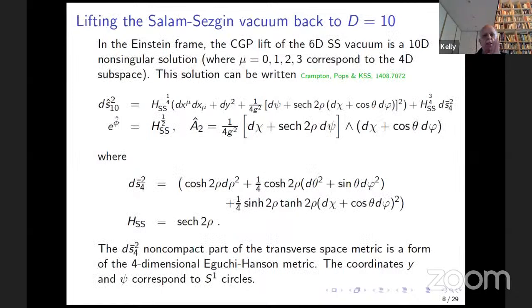Okay, so here's the details on the lift back to 10 dimensions of the Salam-Sezgin vacuum. And one can write it in the following way. An interesting feature of this construction is this DS4 component of the metric in the transverse directions, which is the Iguchi-Hansen metric. So we have this structure when you lift the Salam-Sezgin vacuum back up to 10 dimensions. Iguchi-Hansen's structure is going to be important to us as we go on.